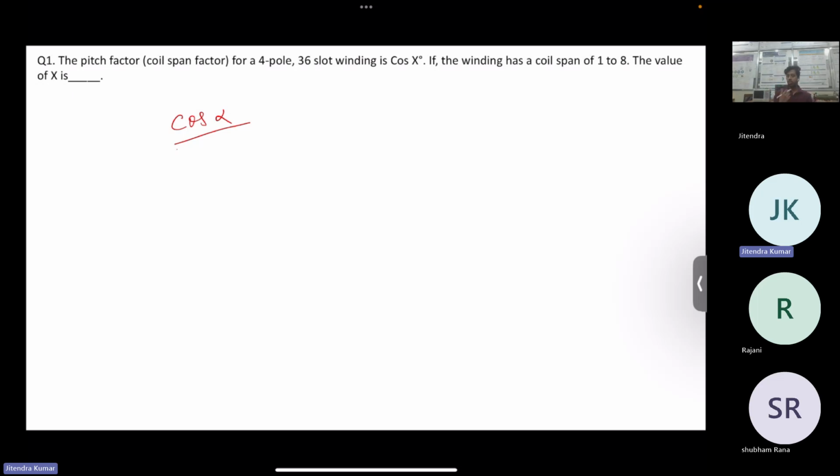If you have gone through the lecture, you might know about distributed winding. In distributed winding, you have two types of winding: either full pitch winding or short pitch winding. With full pitch winding, you cover the entire pole region with the slot, and we go ahead with short pitch winding to eliminate certain harmonics.